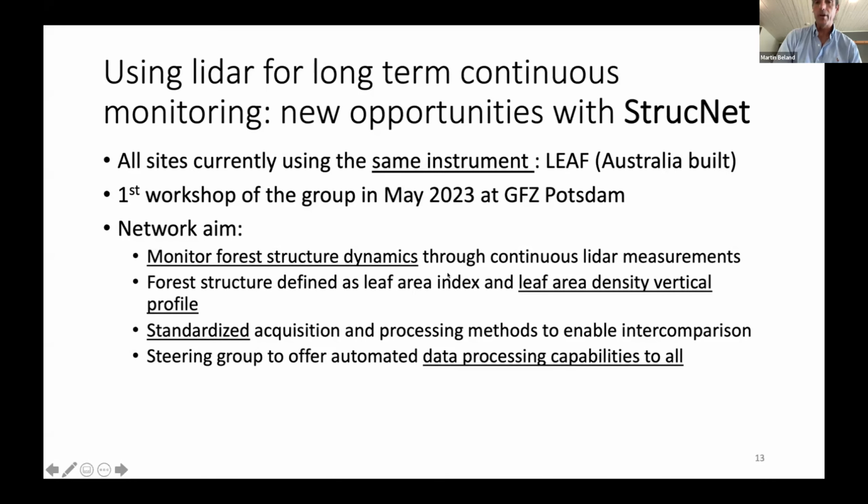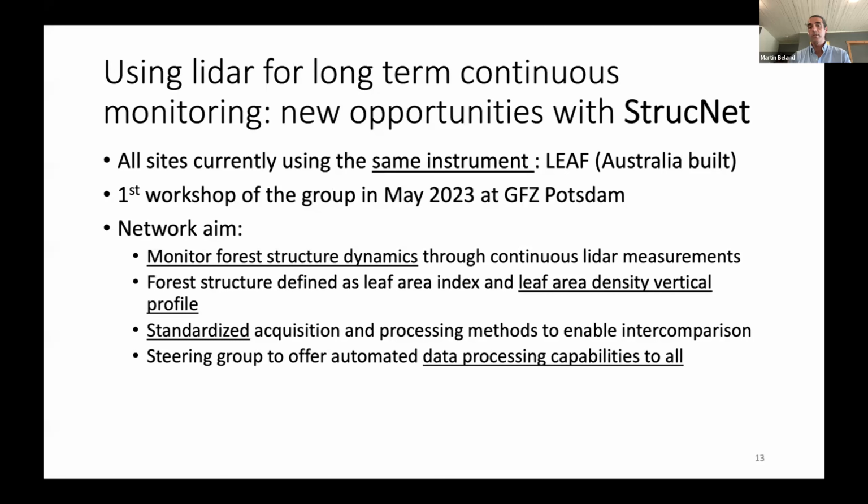And here I mentioned leaf area density, but later on we're going to see it's actually plant area density so far, because we're not differentiating the leaves from the wood in this data so far. So it's a standardized way of acquiring the LiDAR data and processing it.